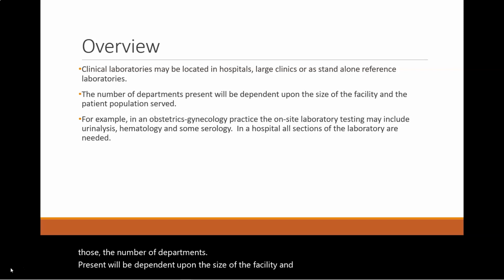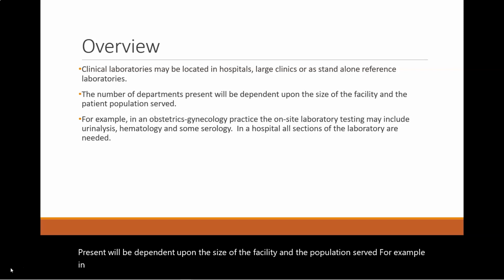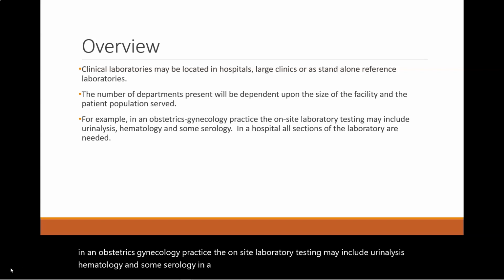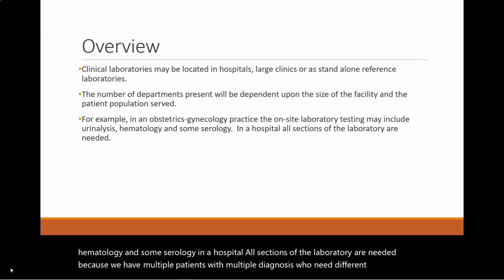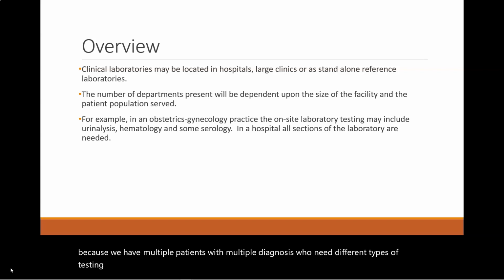The number of departments present will be dependent upon the size of the facility and the population served. For example, in an obstetrics gynecology practice, the on-site laboratory testing may include urinalysis, hematology, and some serology. In a hospital, all sections of the laboratory are needed because we have multiple patients with multiple diagnoses who need different types of testing to monitor or diagnose their condition.